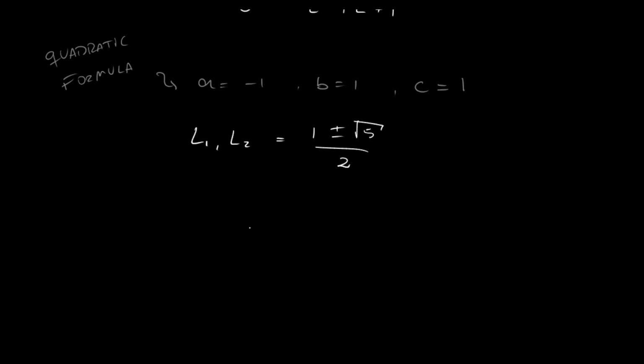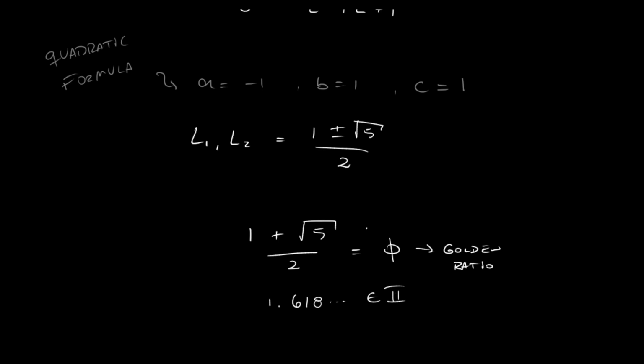And this number, specifically 1 plus square root of 5 divided by 2, is also called phi, or the golden number, also known as the golden ratio, and it's equal to 1.618 and so on. It's actually an irrational number. And this number is very important in mathematics because it's found many times in nature. And to finish this video, I'm going to give you a few examples where we can find it.